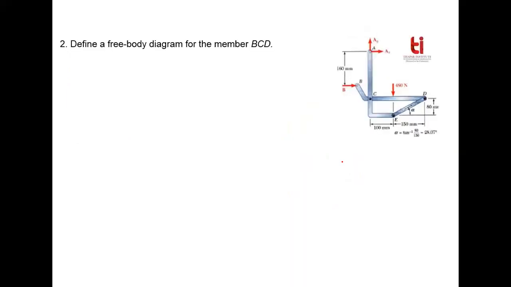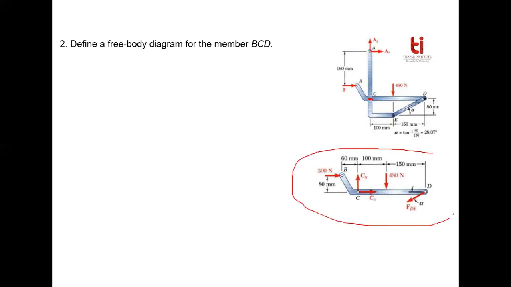Now you can determine all the internal reactions as well. So if you want to find the internal reaction at this point C, then you can draw a FBD of link BCD. So if you draw a FBD of link BCD, then you will get this diagram. So at point B, we are getting a horizontal reaction of 300 Newton magnitude, and this 480 is acting as an external force. And at point D, you can apply a force along this DE.